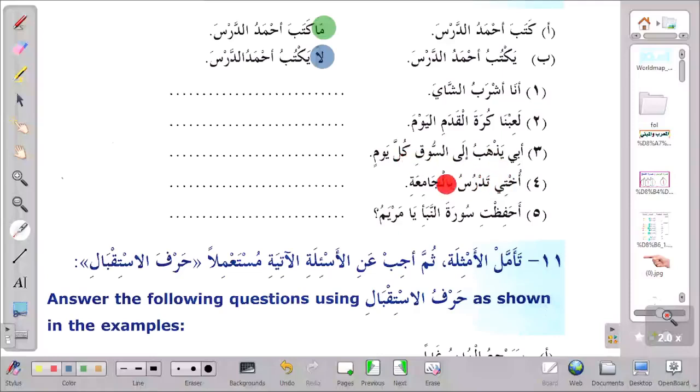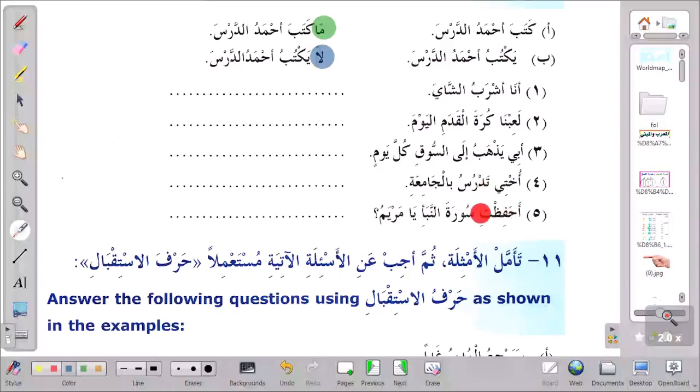So ukhti tadrusu bil jami'ati. If I want to negate it, you see the verb tadrusu is present tense, right? So I'll say ukhti la tadrusu bil jami'ati. Okay, so it's very simple. When the verb is mudore, put la. When the verb is past tense, put ma instead of la.